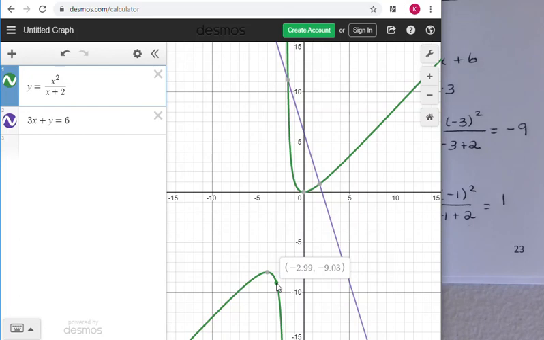Seems reasonable to me. The other solution that we came up with was negative 1, 1. This point right here. And here again, it looks to me like if you imagine the tangent line right at that point, it would be reasonable that that tangent line would run parallel to the lavender line that's graphed. So I feel like my solutions seem reasonable based on the graph.